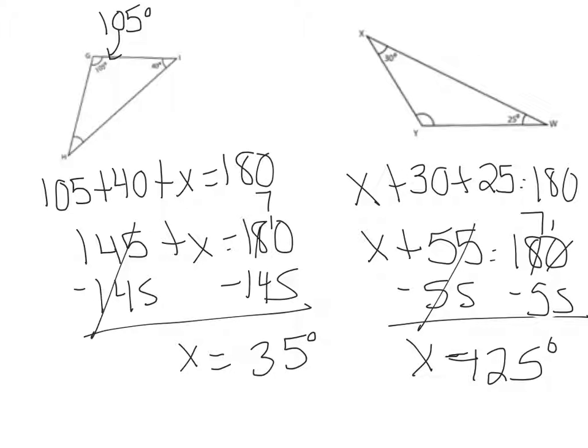Things to remember is to look. Would this make sense for this angle to be 125 degrees? Yes, because it's an obtuse angle. So that makes sense for that to be 125 degrees. Does this make sense for this to be 35 degrees? Yes, because if I have one obtuse, my other two angles must be acute.